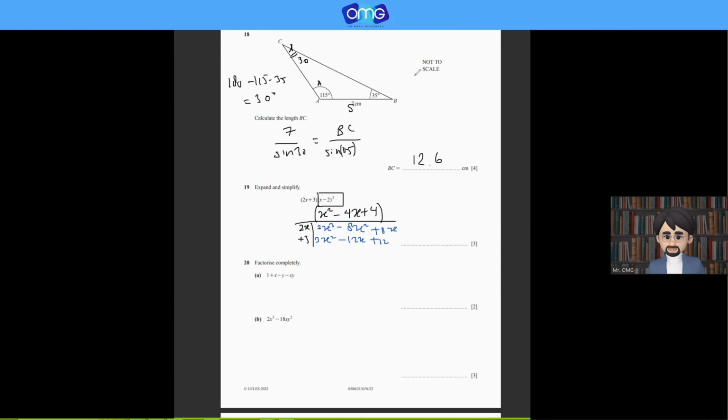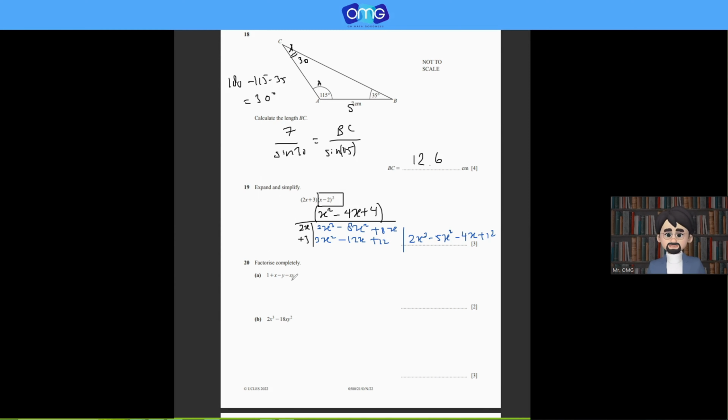Okay, if we count this all, we get the answer is 2x cubed minus 5x squared minus 4x plus 12, and that's the answer.